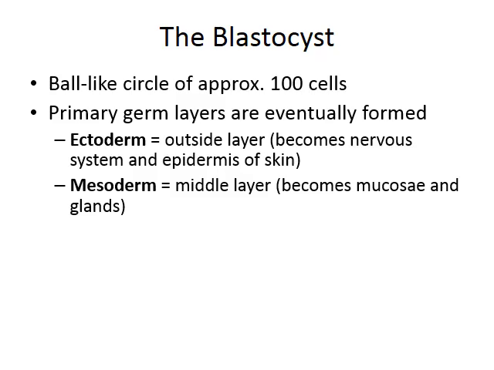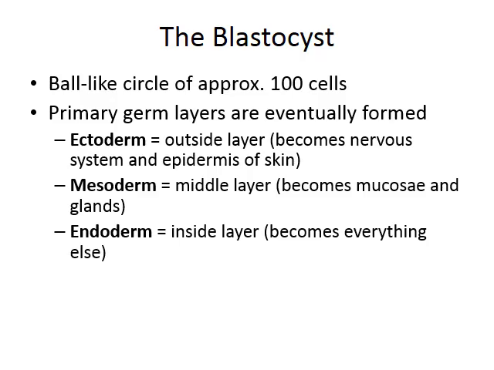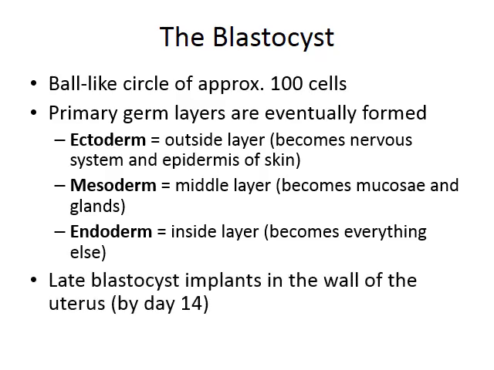Okay, and then the third primary germ layer is the endoderm, and this is the inside layer. This layer is going to become pretty much everything else that is not coming from ectoderm or mesoderm. Okay, so as these germ layers develop, this blastocyst will continue to change in shape and go through more divisions internally. And then by the time you have a late blastocyst, it implants into the wall of the uterus, and that's typically around day 14 of the ovarian cycle.